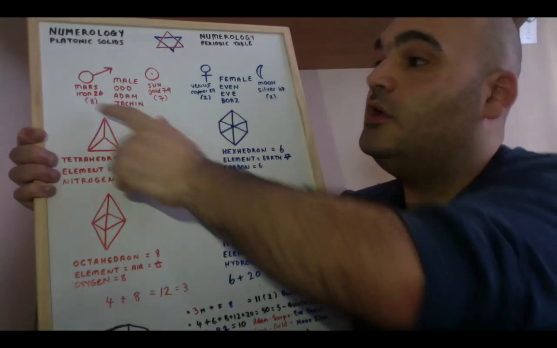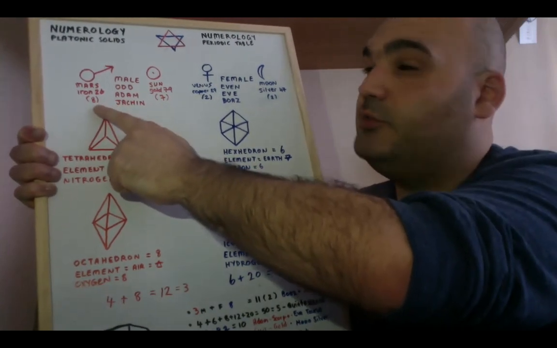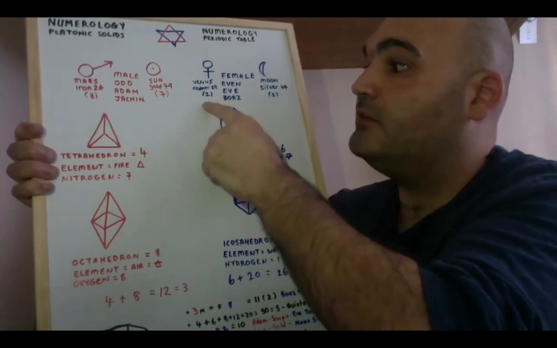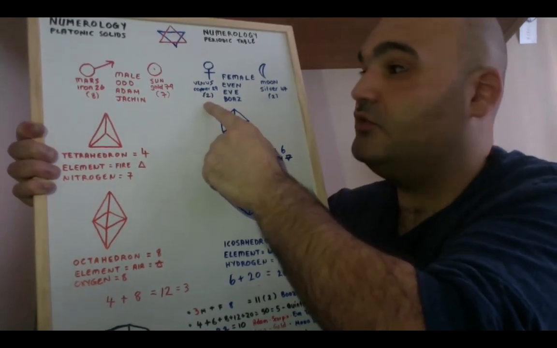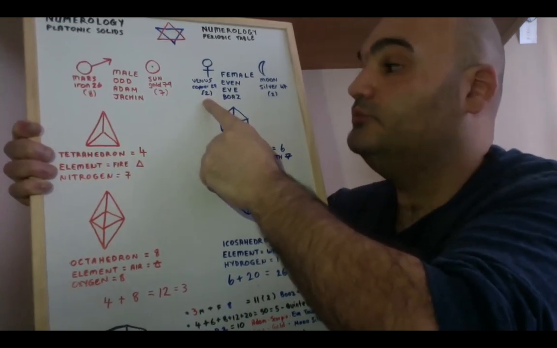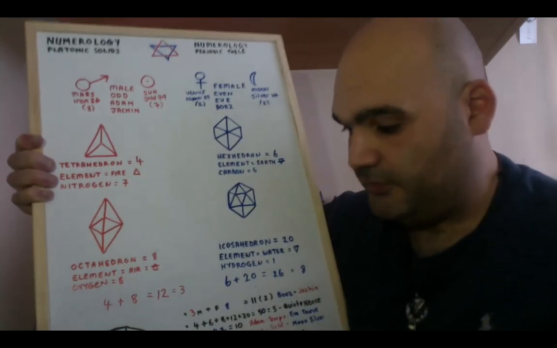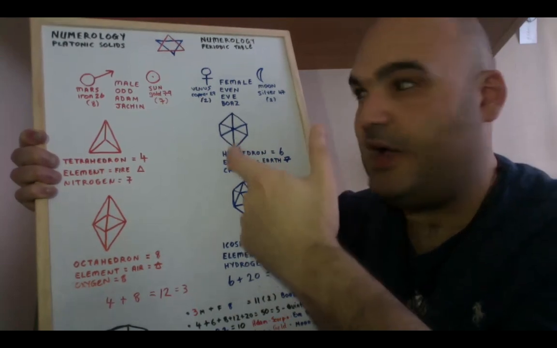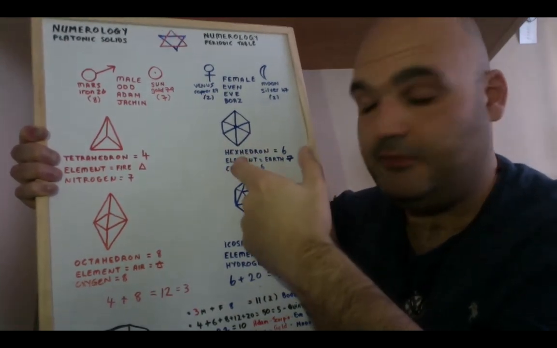But also, Mars, number 8, corresponds with Scorpio, the 8th sign, where Mars rules. And Venus, number 2, corresponds with the 2nd sign of Taurus, where Venus rules. So if you add 8 and 2, you get number 10. So it's talking about the union of Adam and Eve.